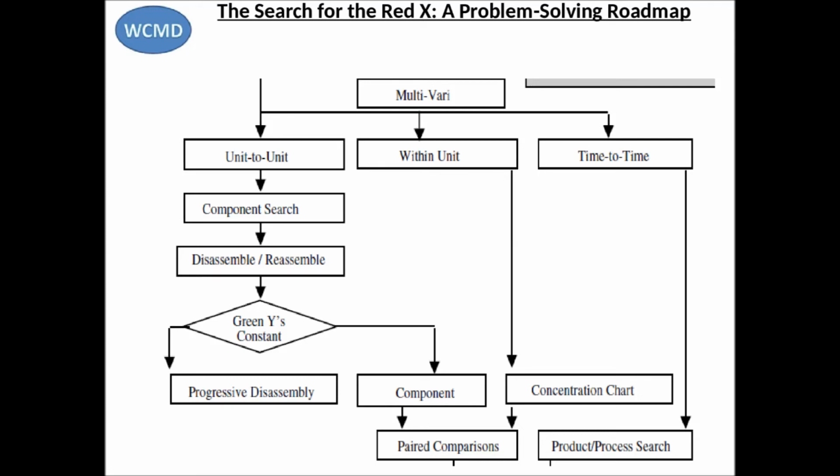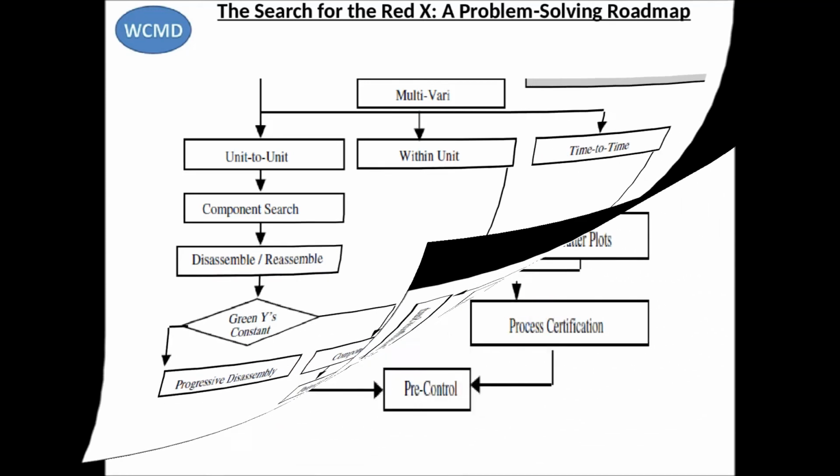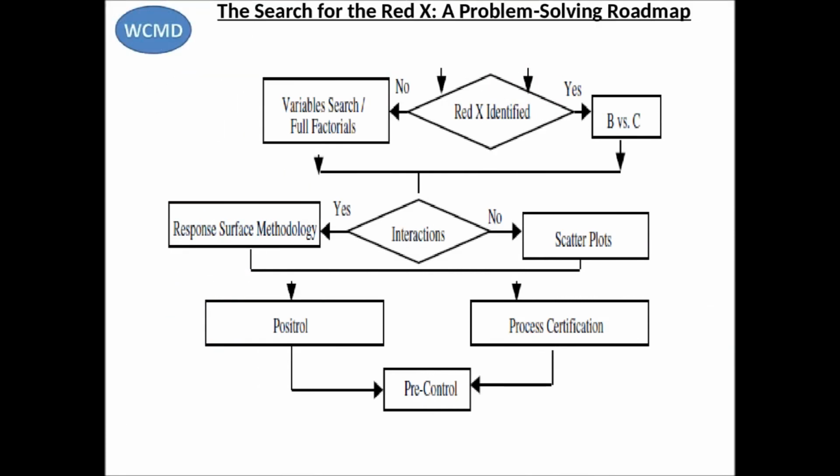To reduce a residually large number of causes, up to practically a maximum of 20, from earlier clue generation DOE techniques and distill the red X, pink X, and pale pink X. That is the objective of the variable search. B versus C, an excellent validation technique.